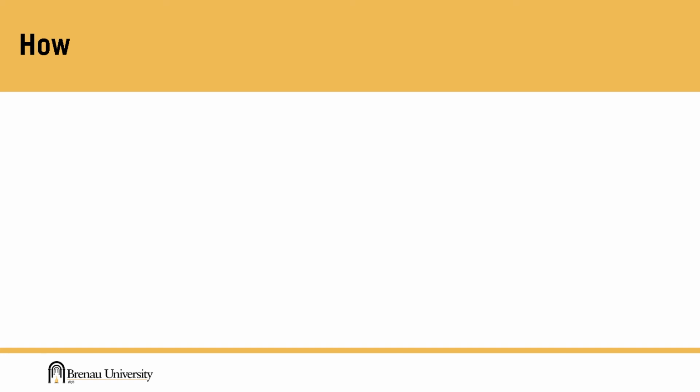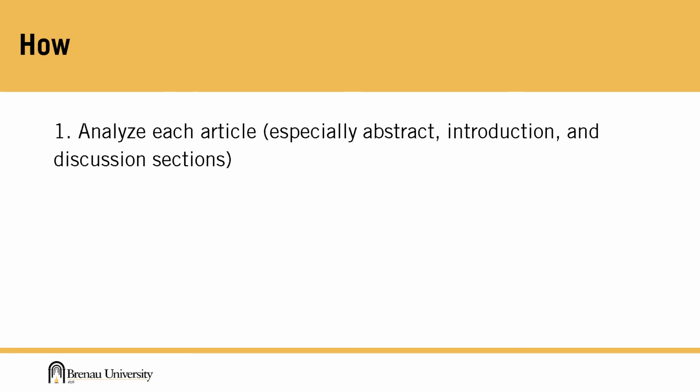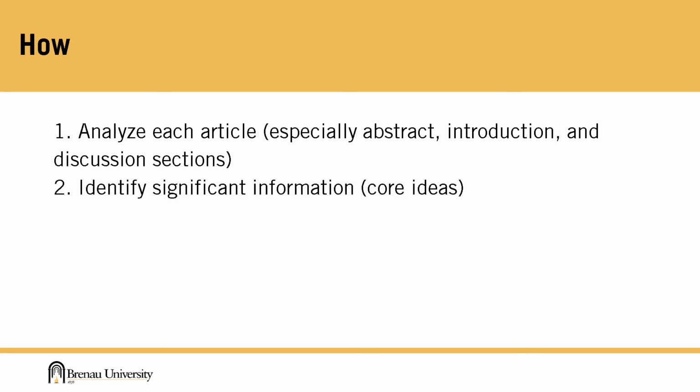When you're faced with a stack of books, articles, or web pages to synthesize, how do you approach it? Analyze each source. In a scholarly article, you would generally focus on 3 sections. First, read the abstract. Next, read the introduction section. This is also sometimes labeled as the background or the literature review. Finally, read the discussion section, which is usually near the end. That's where the author often highlights their key findings and the implications of their work.